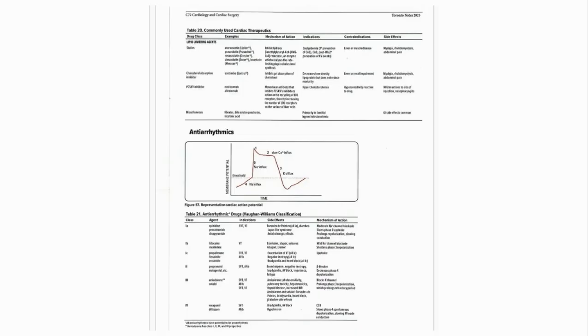PCSK9 inhibitors. Next are the PCSK9 inhibitors, including evolocumab and alirocumab. These are monoclonal antibodies that inhibit the PCSK9 protein. Normally, PCSK9 promotes degradation of LDL receptors. By blocking this protein, more LDL receptors remain on the hepatocytes, resulting in profound LDL cholesterol reduction.